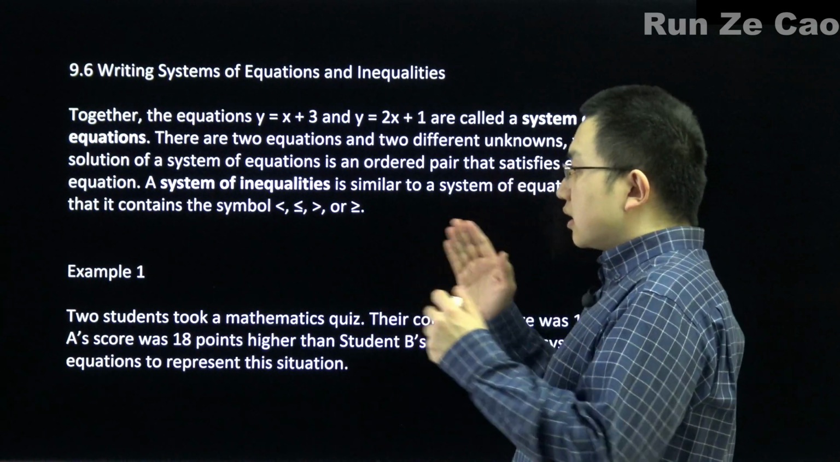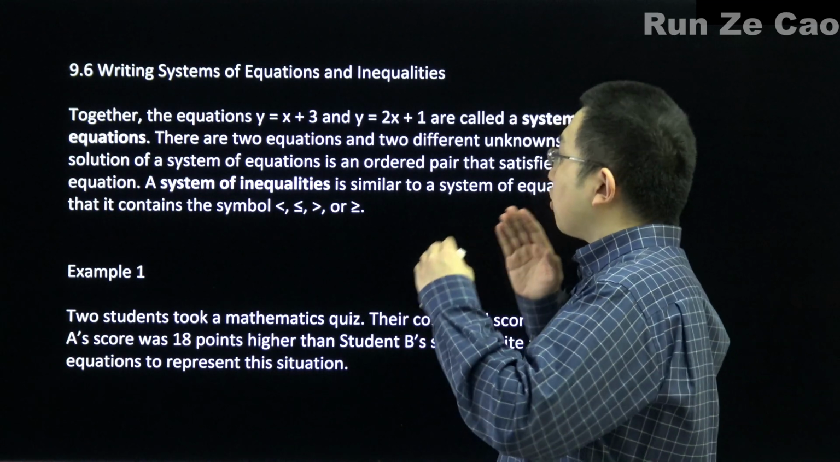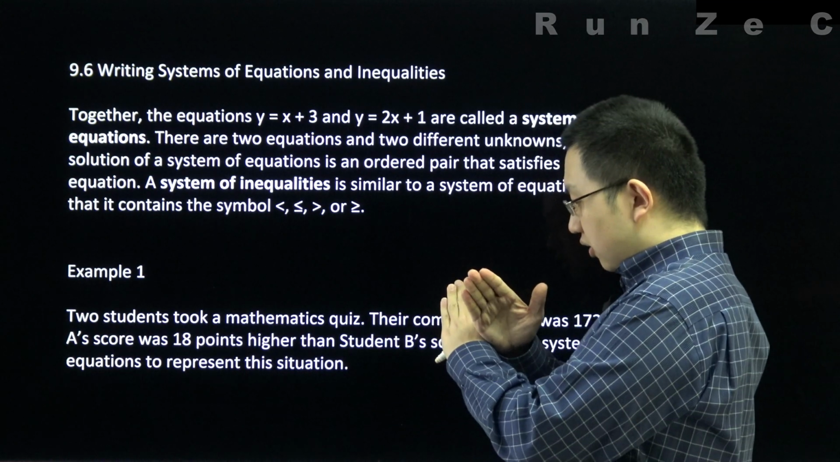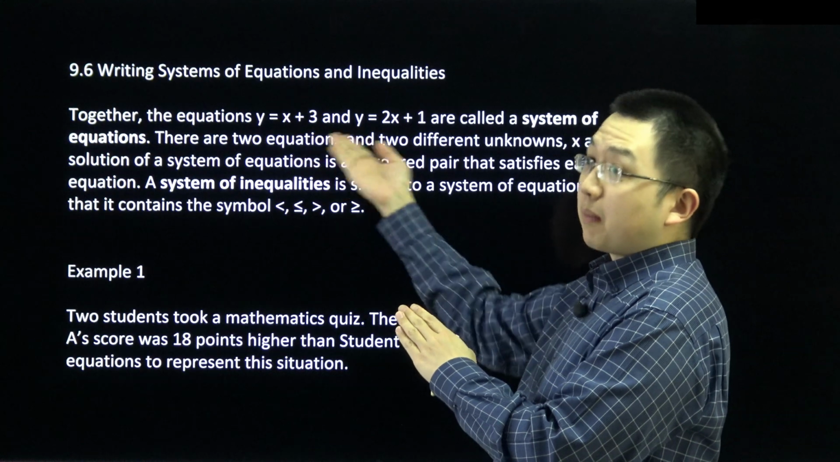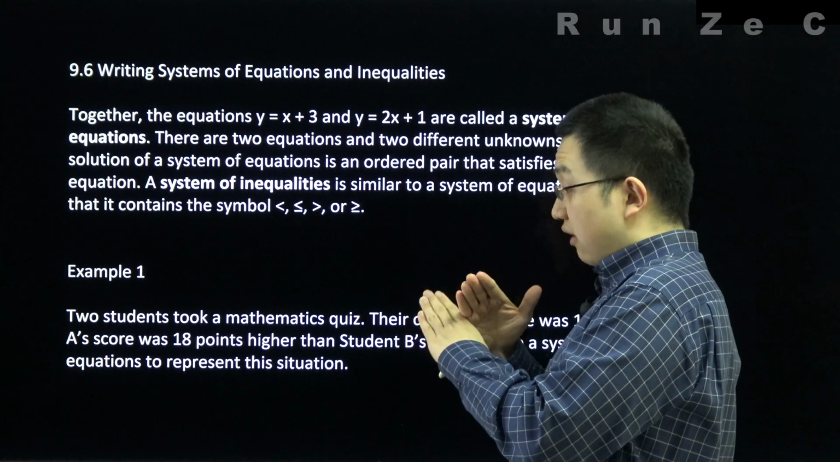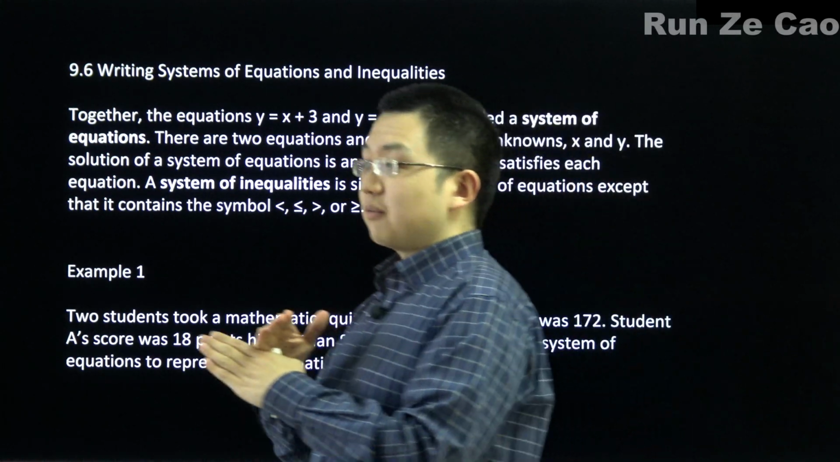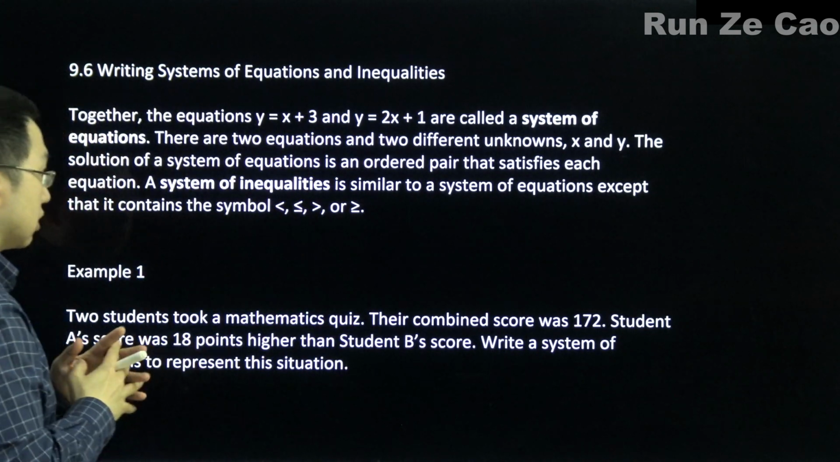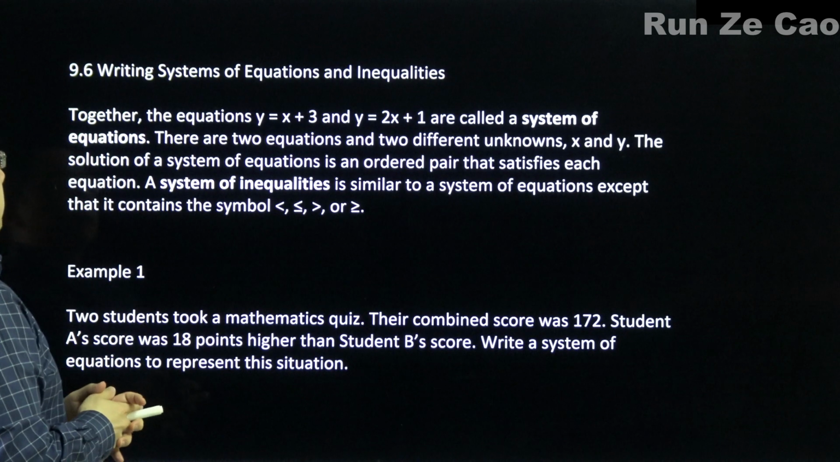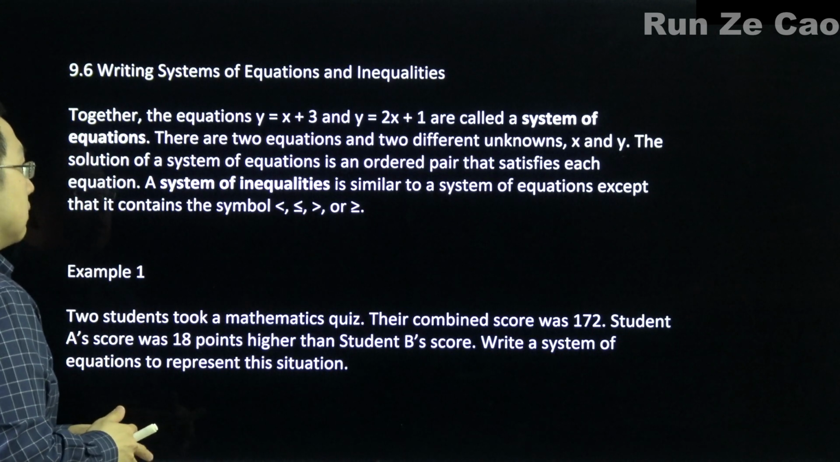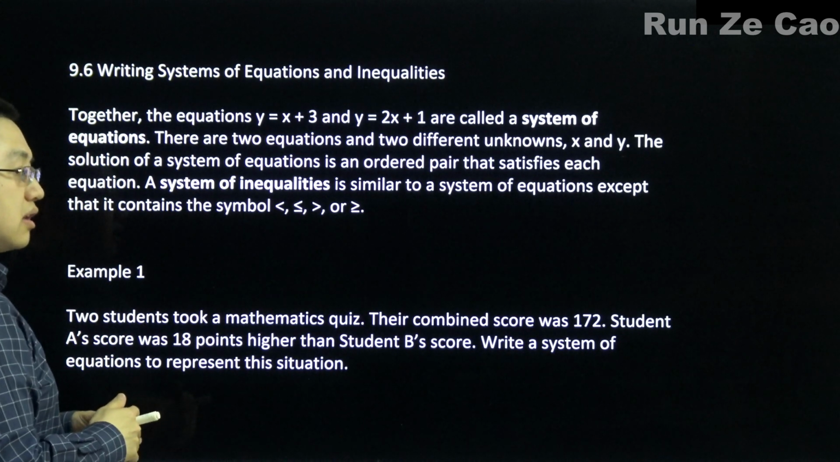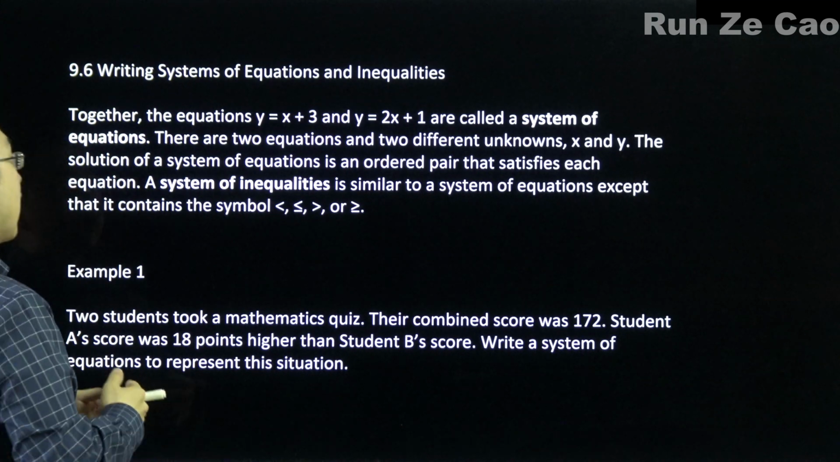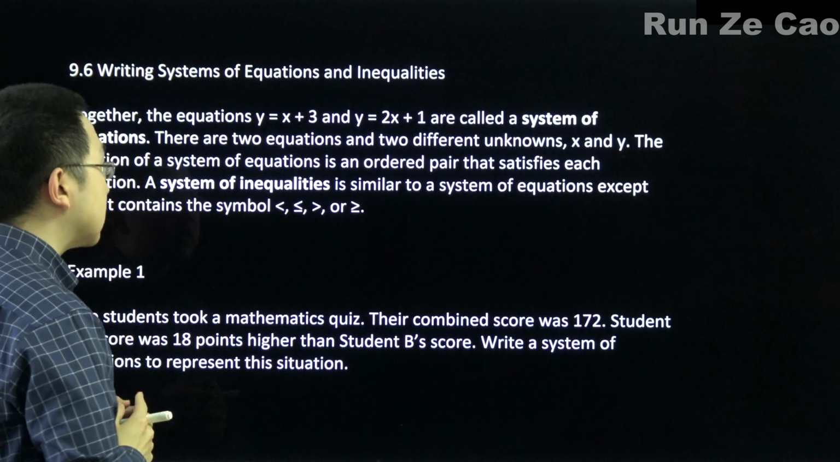Now, these equations may cross. If they cross, like when we graph them, then this system of equations has solutions, or a solution at least. And that means that the ordered pair satisfies each of the equations in the system.